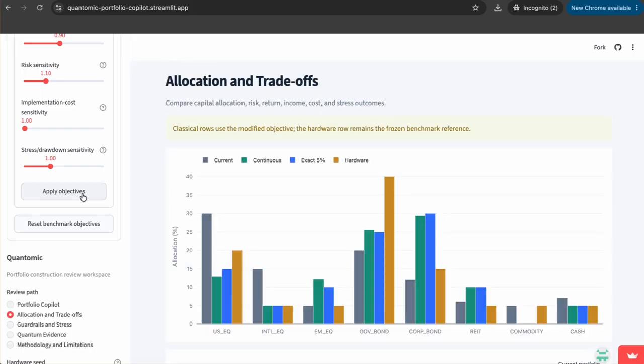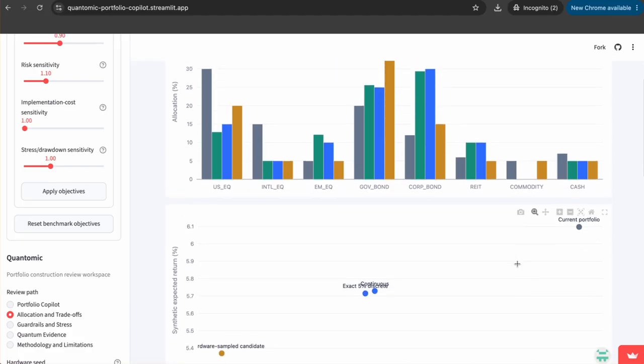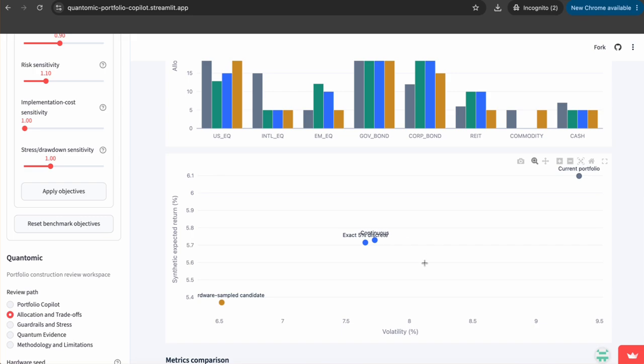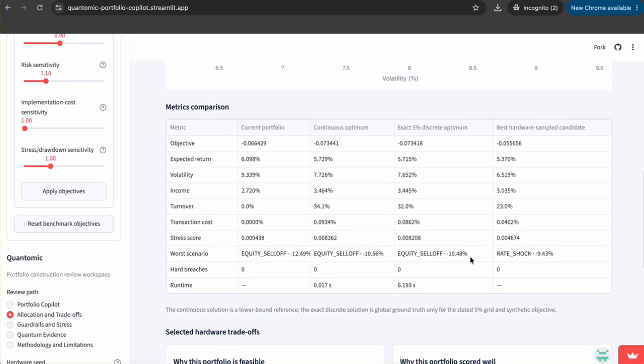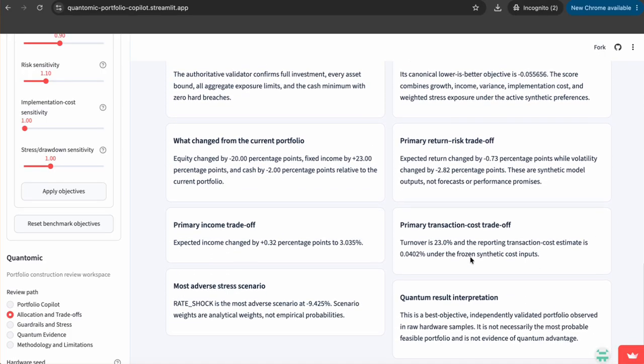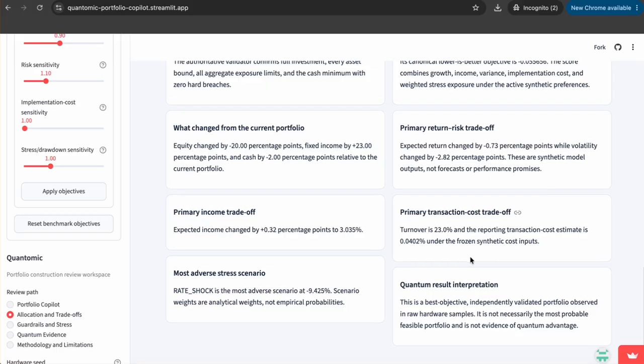So a portfolio manager can adjust what matters most. For example, they can prioritize lower risk, higher growth, or more income. The classical optimizer recalculates immediately so the user can understand the trade-off instead of receiving a black box answer. You can see the allocation here and also the risk return chart with the changes in the objectives. And you can see the trade-offs as well here.